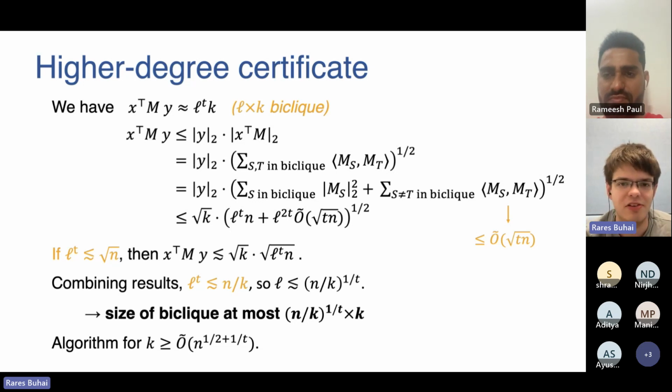So this is really the certificate that makes the proof work, and this leads to an algorithm that achieves our stated result. The last thing to say about this is why this certificate takes time n to the t. Well, because this matrix M, you need to bump the number of rows to k to the t, which is roughly n to the t.